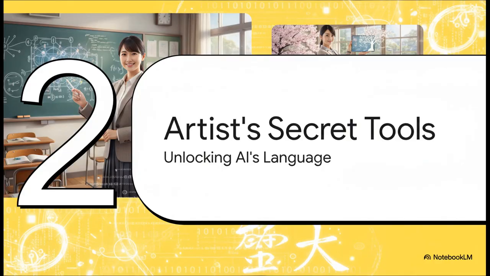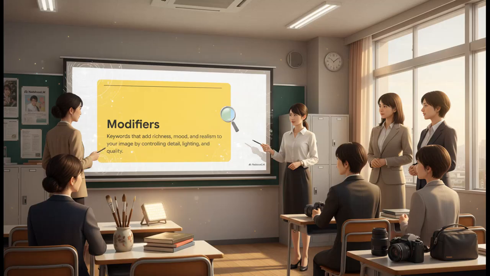So what's the solution here? Well, the secret the pros use isn't about digging through complex settings. It's about learning to speak the AI's native language. And it all comes down to understanding these things called modifiers. Think of them as your digital paintbrushes, your lighting kit, and your camera lens, all controlled by just adding a few words like cinematic lighting or high detail right into your prompt.